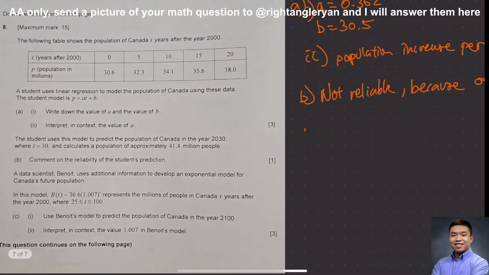Part C. A data scientist uses additional information to develop an exponential model for Canada's future population. In this model, the variable represents millions of people in Canada 2 years after the given year. Predict the population of Canada in the year 2100.